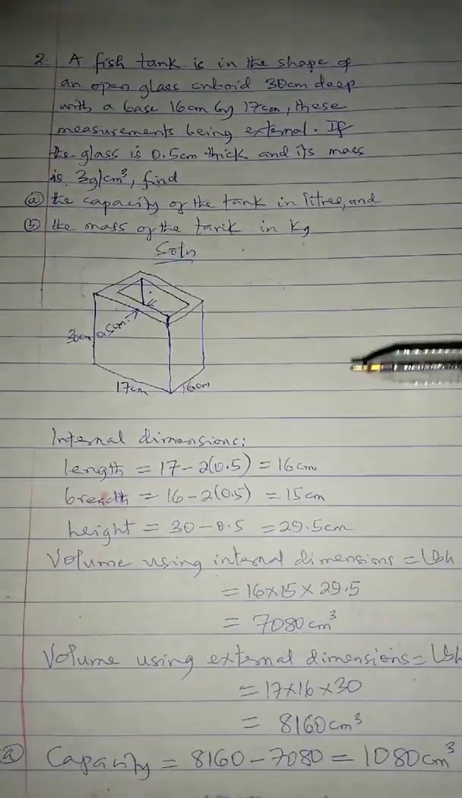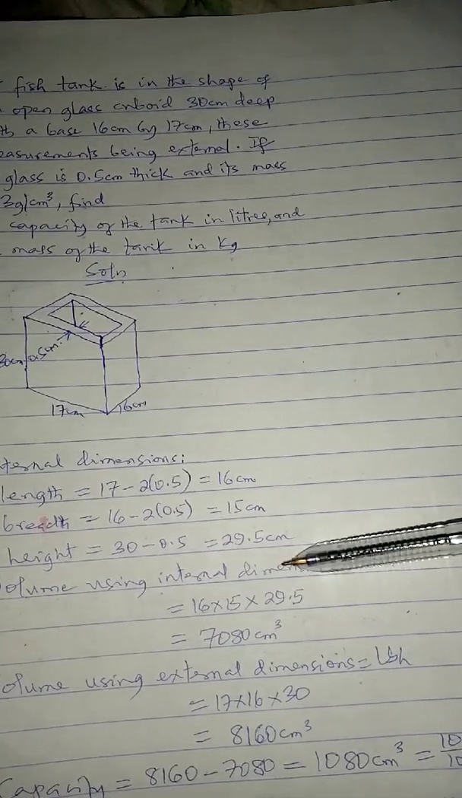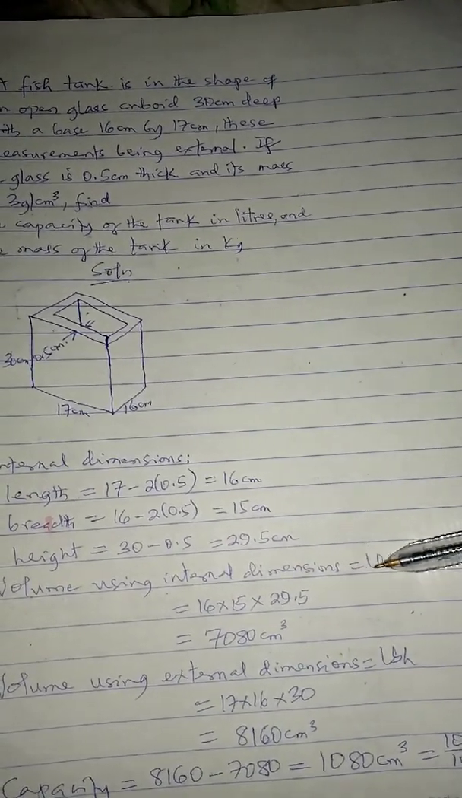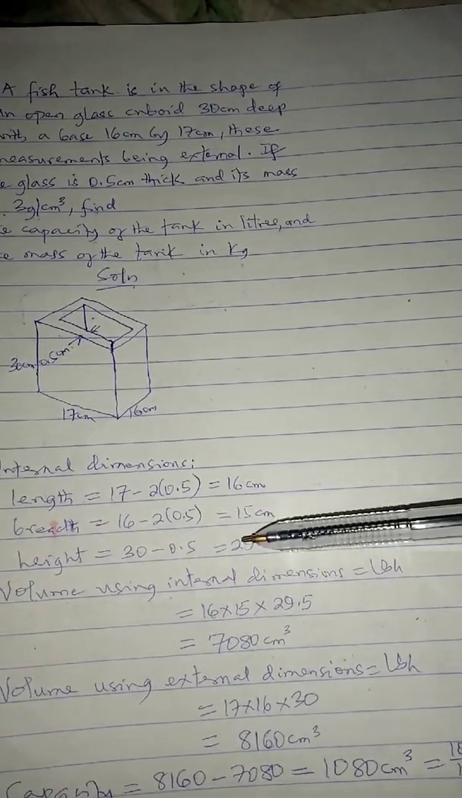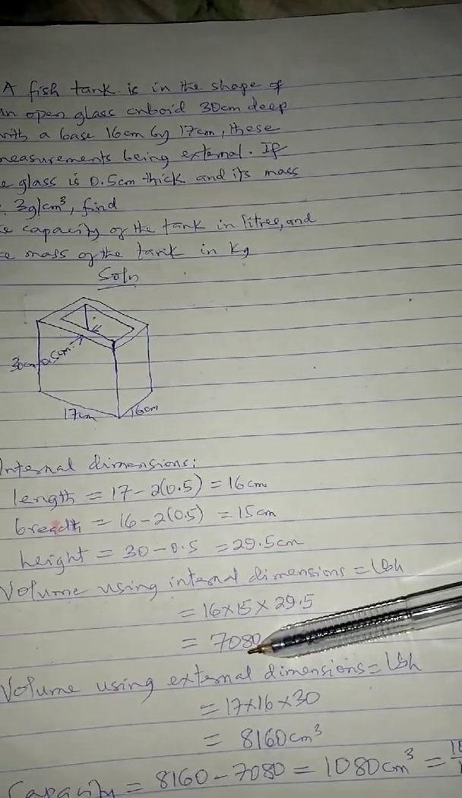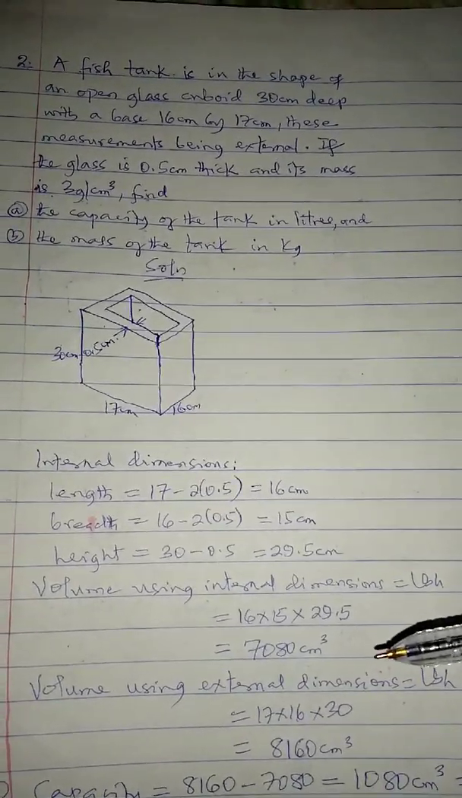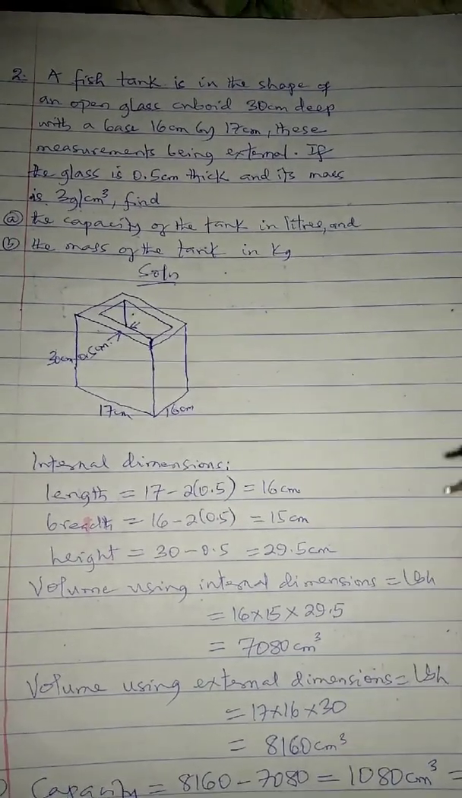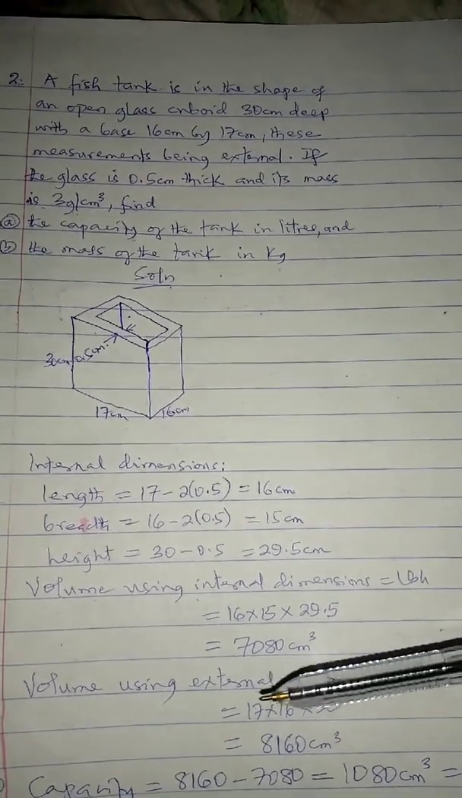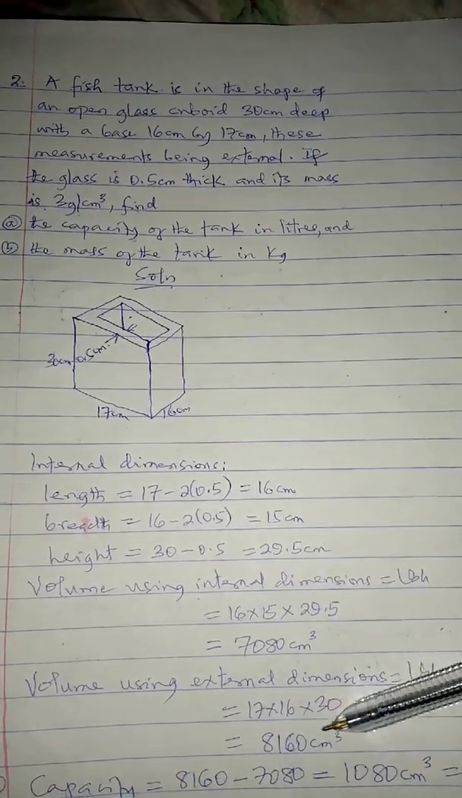Now that we have our internal and external dimensions, the shape is a cuboid, so your volume using internal dimensions will be LBH, your internal length times internal breadth times internal height. That gives 7,080 cm cube. Using your external dimensions, we use LBH. Those dimensions were already given. That is 17 times 16 times 30.